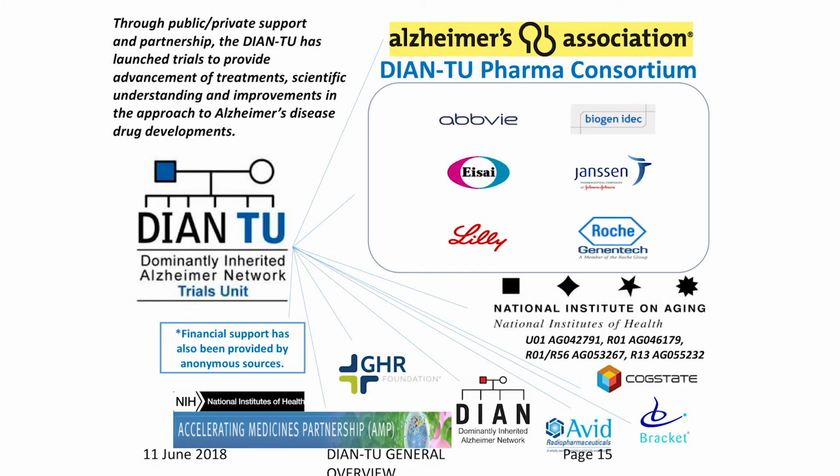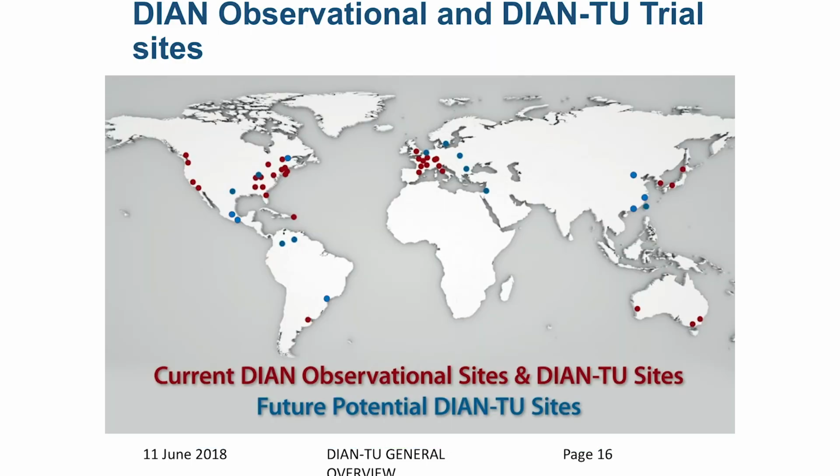They've set up a trials unit with funding from the US Alzheimer's Association. They've got some pharmaceutical companies to try, who each have their drug that they want to try in this group. And with the cooperation of the families concerned, this has been going now for several years. And these are the sites of Diane and Diane 2 that are currently in existence. And in blue, you can see that there are more sites joining up as we go along.